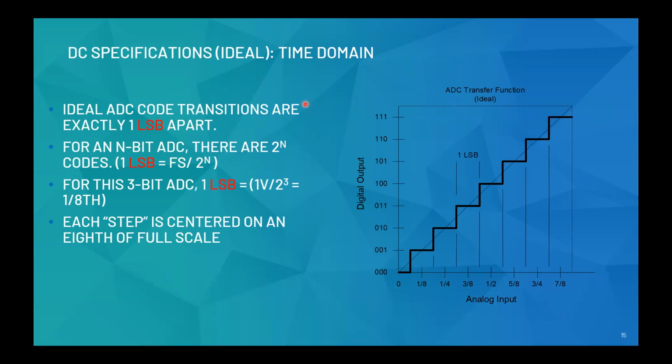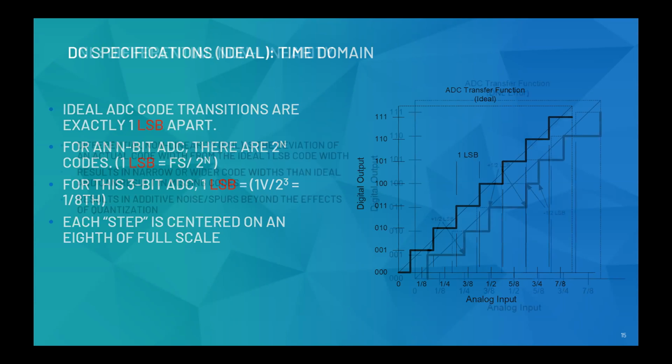So ideally, you would expect the codes to be exactly 1 LSB apart, right? As we saw in the diagram earlier. So for an n-bit ADC, there would be 2 raised to n codes, and we would expect all the codes to be apart by 1 LSB. So if I go on slowly increasing my analog input, I should see that the transfer function follows that. And each step is centered on 1/8 of the full scale, if we take a 3-bit ADC over here.